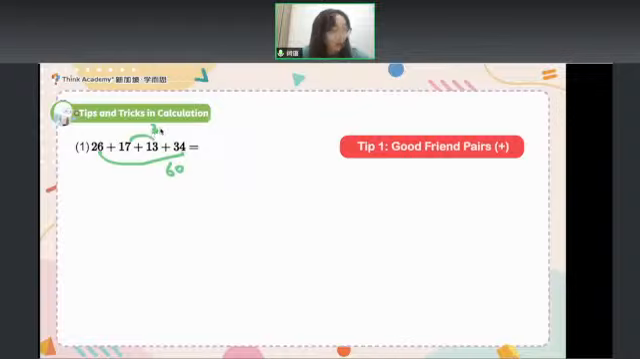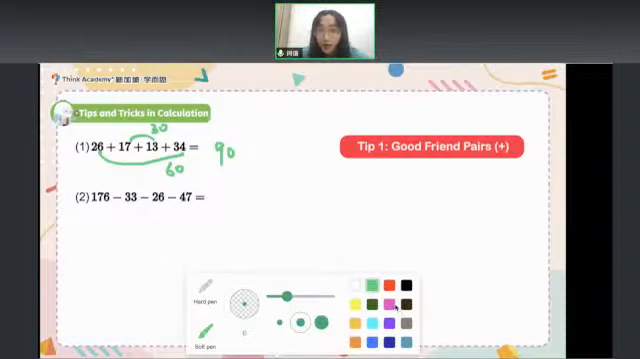So what is the final answer? The final answer is 90. Yes, okay, the first one, very easy. And this is also the basic tip and trick in calculation. Find the good friends. Then what about when you move on to subtraction?